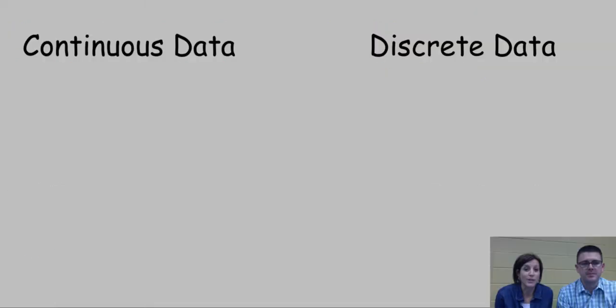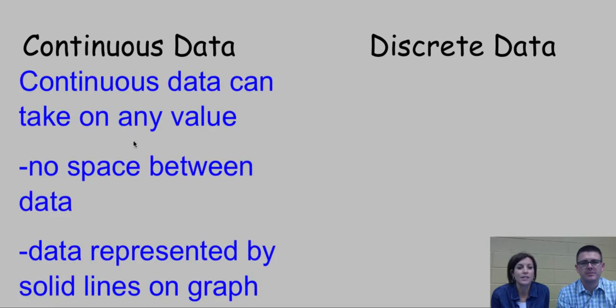More vocabulary words. Continuous data. Moving down in the notes, continuous data can take on any value. So -2, 16, 25. You could have decimals, you could have fractions. We're not going to have any space between the data, and we're going to represent it when we graph it with solid lines. We're going to connect the dots.